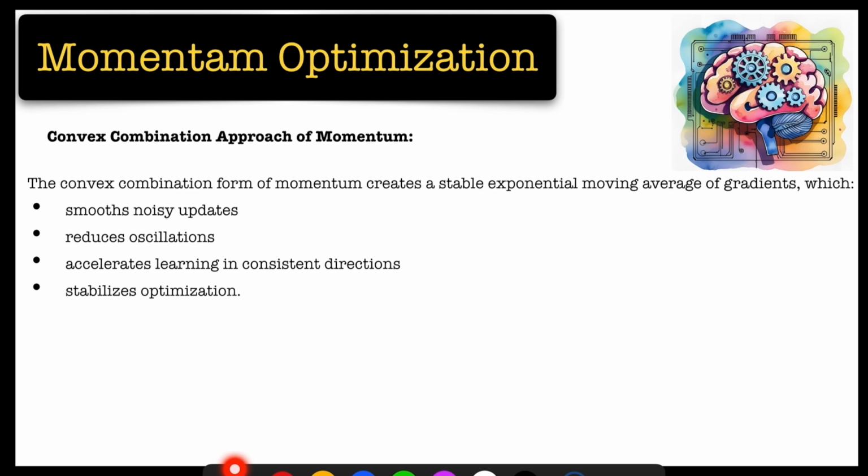This approach, the convex combination form of momentum, creates a stable exponential moving average of gradients. What it helps with: it smooths noisy updates, it reduces the oscillations around the minimum that we already discussed earlier, it accelerates learning in consistent directions, and it stabilizes the optimization.